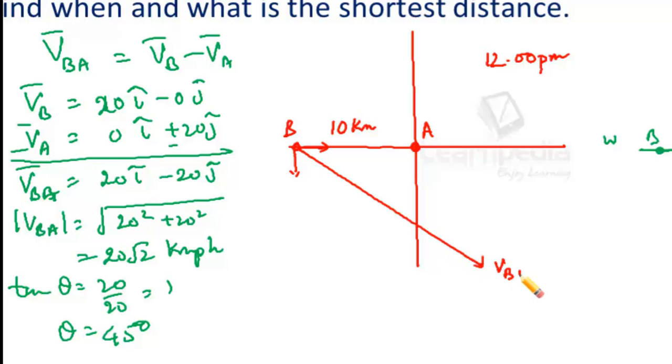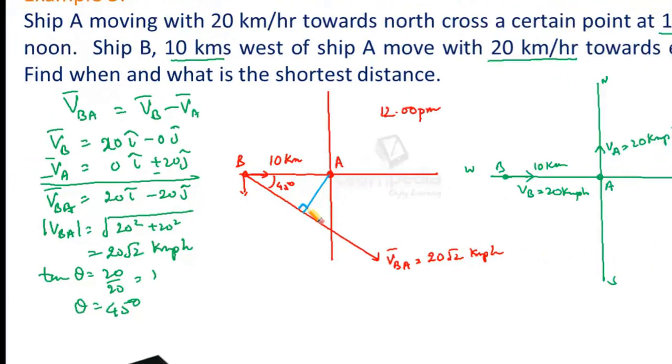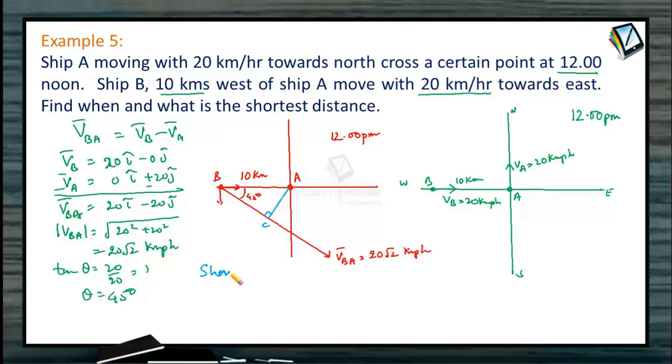This is the speed of ship B with respect to A, and that is nothing but 20 root 2 kilometer per hour. And what angle is this one? 45 degrees. What is the shortest distance? Now drop a perpendicular from point A. So this is C, and the shortest distance will be AC. And what is AC? AC by AB will be equal to sine theta. So AC will be equal to AB sine theta. AB is given to us as 10, sine 45 is 1 by root 2. So the final answer is 5 root 2 kilometer.